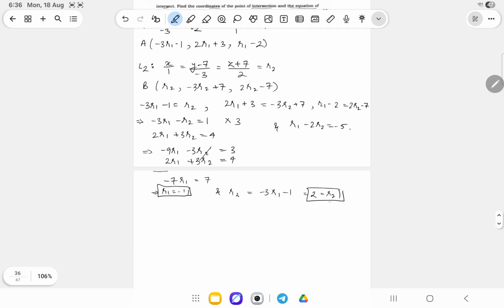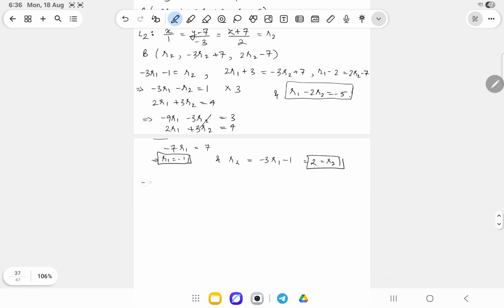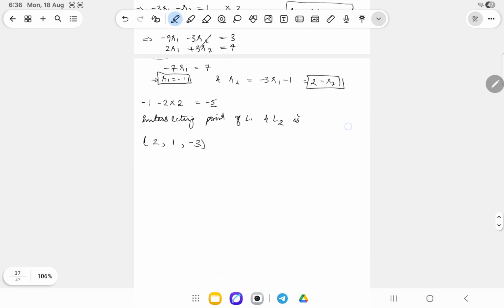So let us substitute these values of r1 and r2 in this relation to see if it satisfies. So my r1 is minus 1 minus 2 into 2, which equals minus 5. So this relation is satisfied. So the intersecting point of L1 and L2 is 2, 7 minus 6, 1, and 4 minus 3 minus 3. So this is a common point.